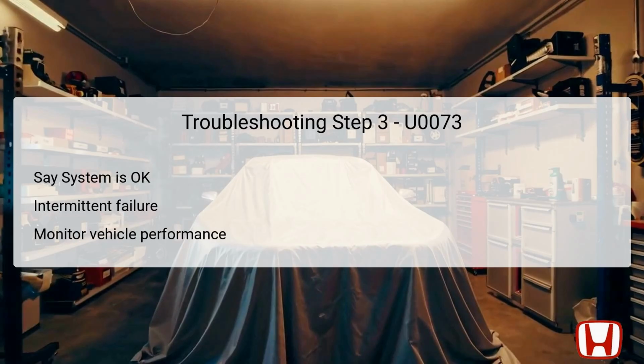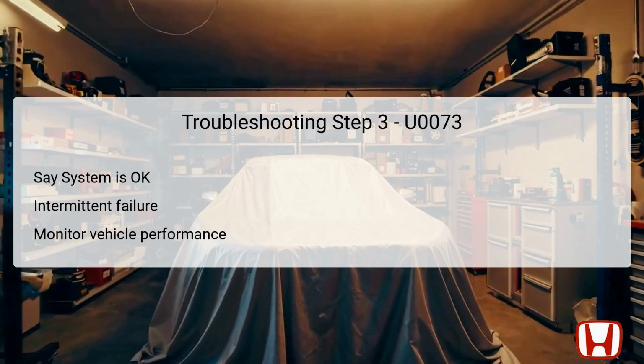Finally, if the checks indicate that DTC U0073 is not present after the system has been reset, it may suggest an intermittent failure. This means that while there may not currently be an ongoing issue, the system showed the error at some point, but is functioning correctly at this time.